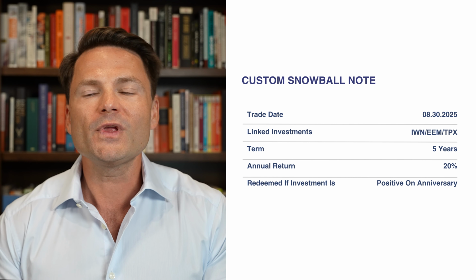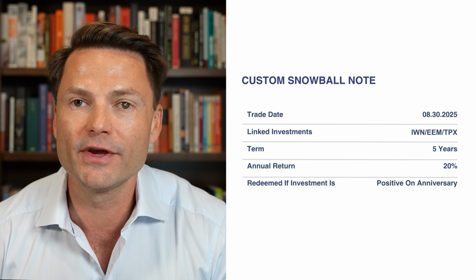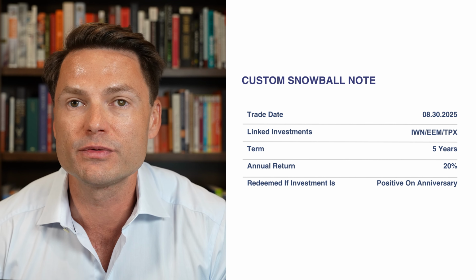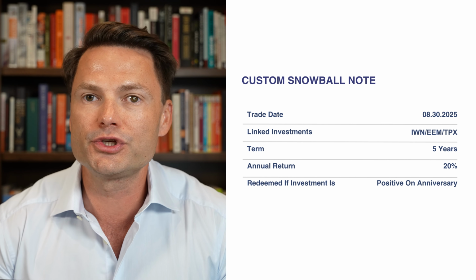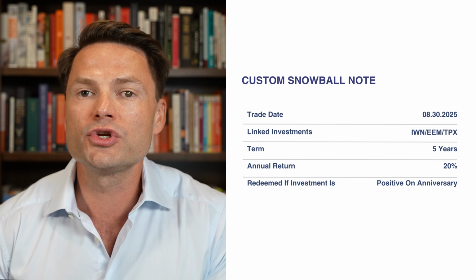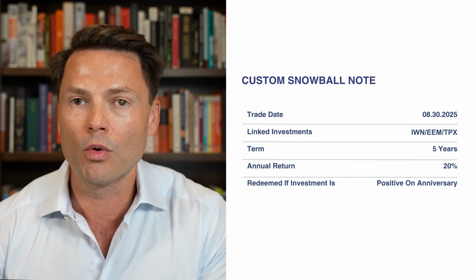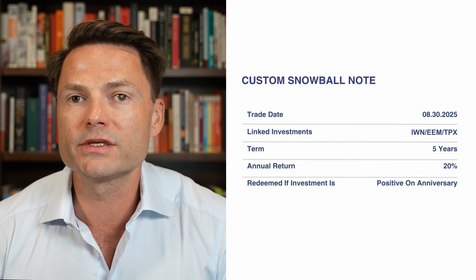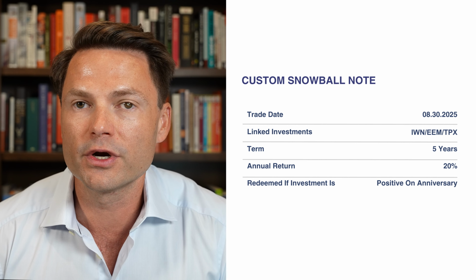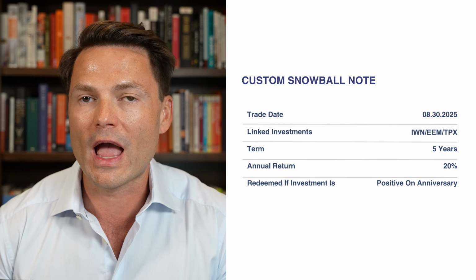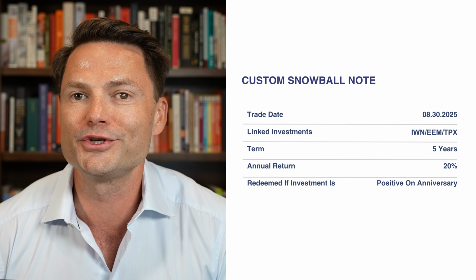Okay. That's why these notes don't typically last 5 years, because the market doesn't usually take 5 years to be positive. Sometimes it takes 2. It could take longer. But just know that even though it's a 5-year note, many times they do not last that long. But again, the way the snowball works is if all 3 markets are positive in the first year, you get 20% and then you're out of the note. And you better go just figure out what to do with your money.